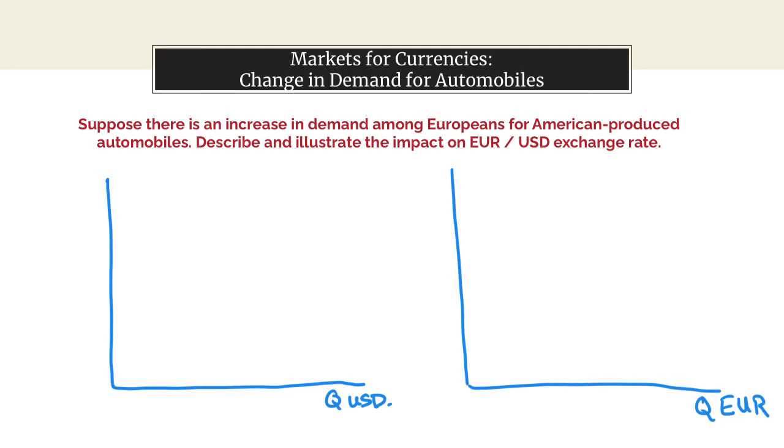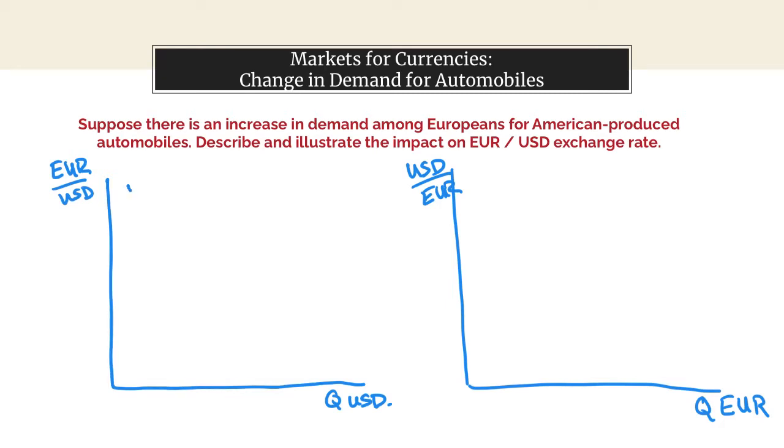In the market for US dollars, the relevant exchange rate is euros per US dollar. In the market on the right, the market for euros, the relevant exchange rate is US dollars per euro. You always put the currency in the denominator with the market that you're talking about.